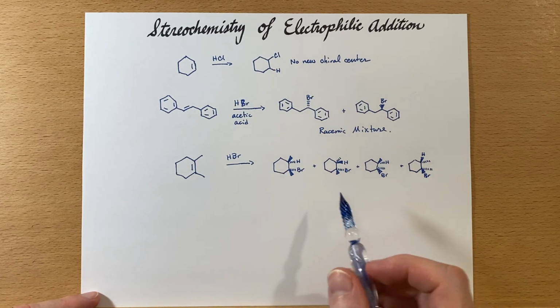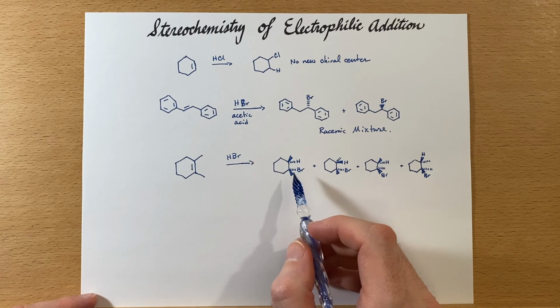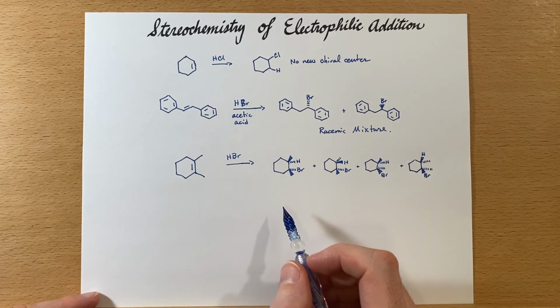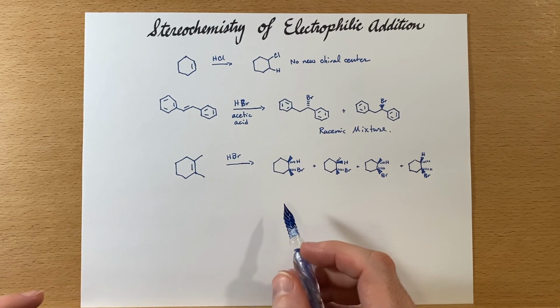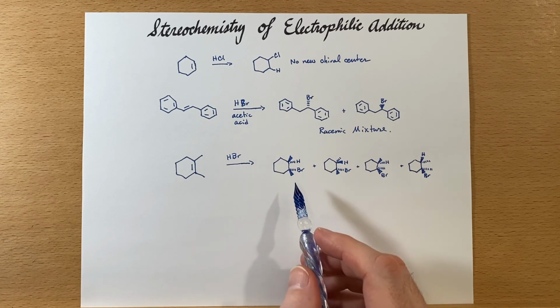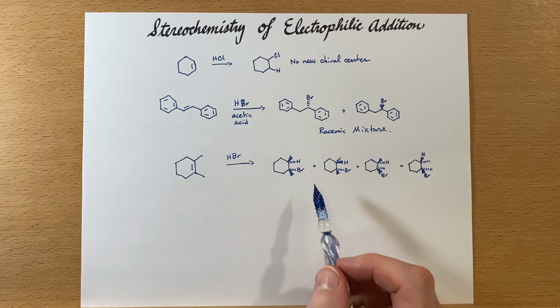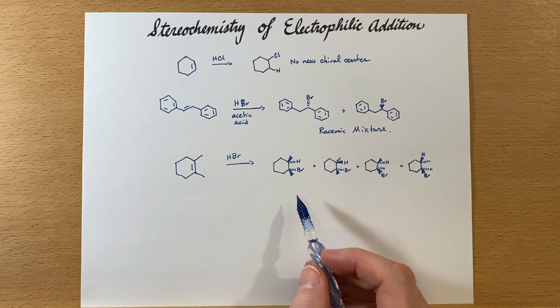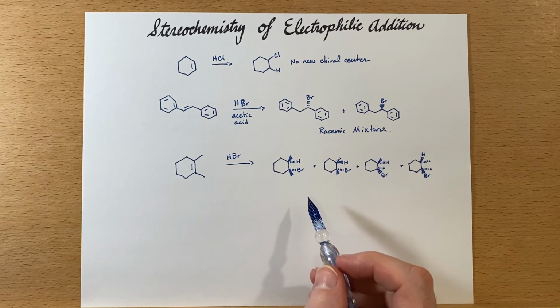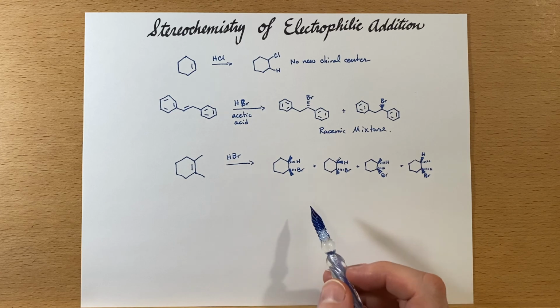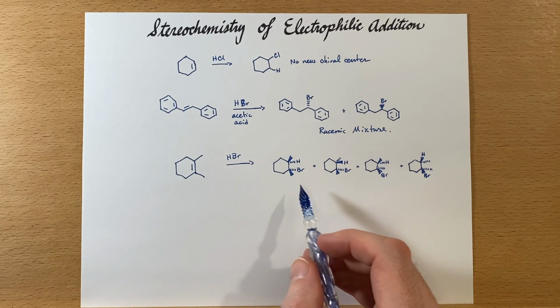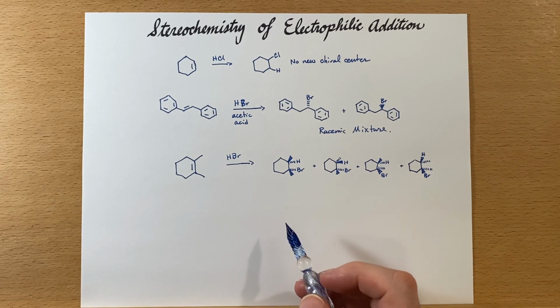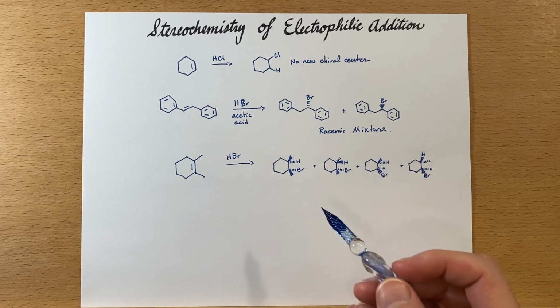Now, suffice it to say though, we can get quite a few products. Now, it is possible to have one of these favored over the others, and I've read that the trans product is favored when we have some solvent interactions with it. And so this is not necessarily going to generate a racemic mixture in every case.